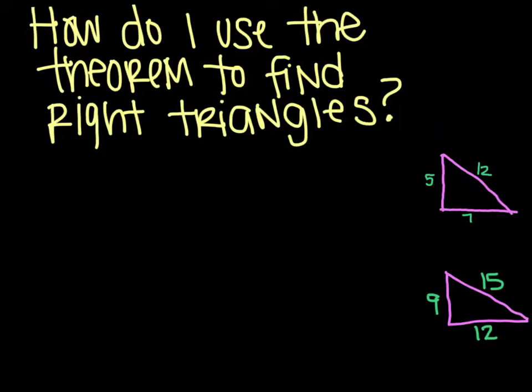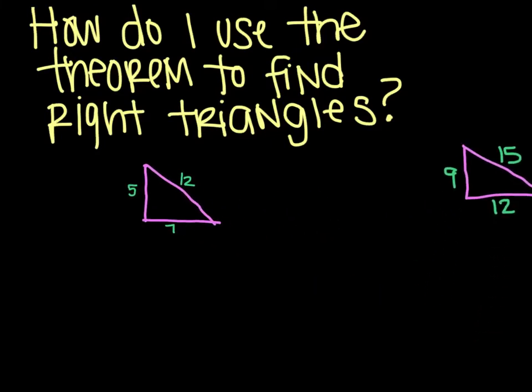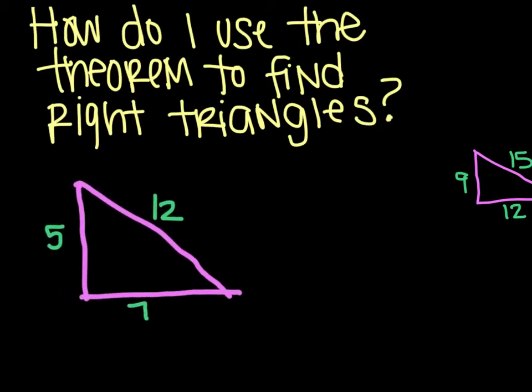The first question we have is, how do we use the theorem to find right triangles? Remember, the Pythagorean theorem is something that only works with a right triangle, so we can use it to determine if a triangle is in fact a right triangle.